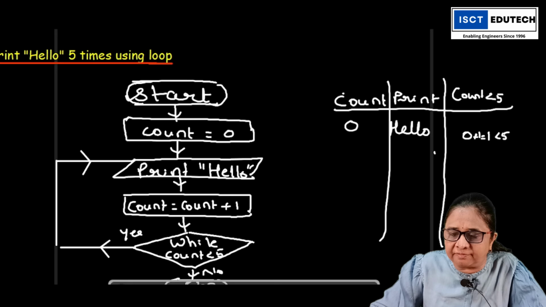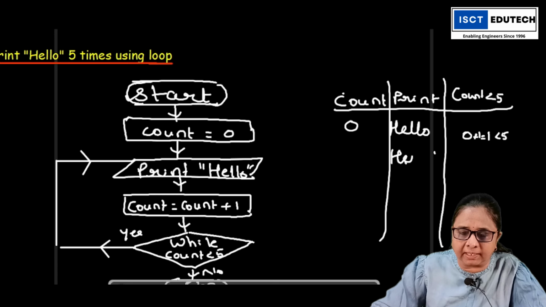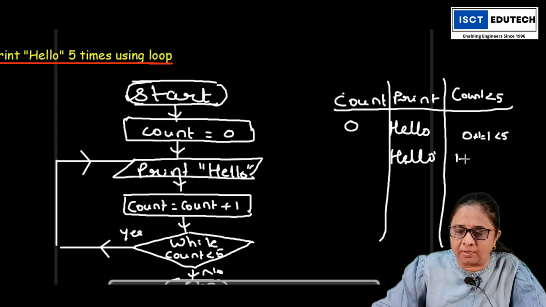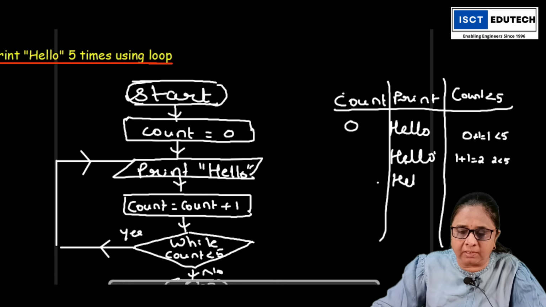Is 1 less than 5? Yes. So if it is less than 5, it is going back. Now print hello for the second time. Hello is printed. Then again count is equal to count plus 1. Count is already 1. 1 plus 1 is equal to 2. 2 less than 5? Yes. So again it will go back. Then next, again print hello.